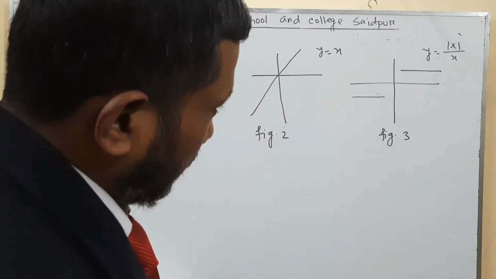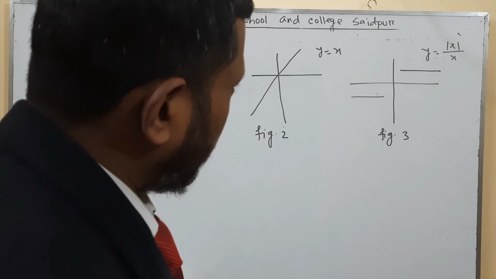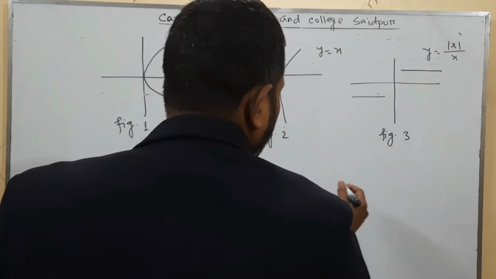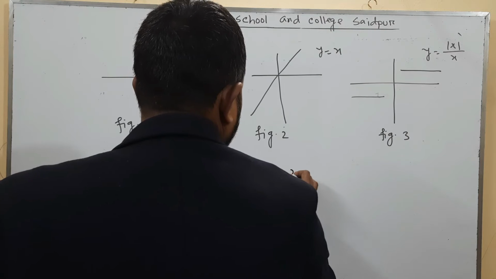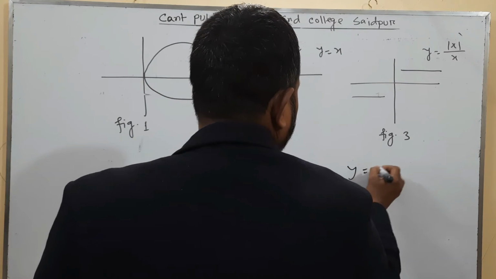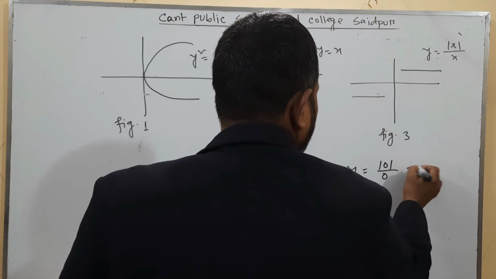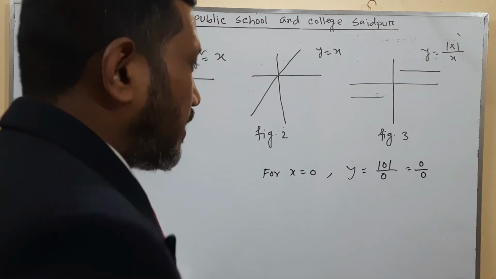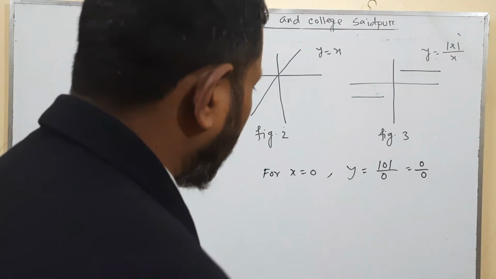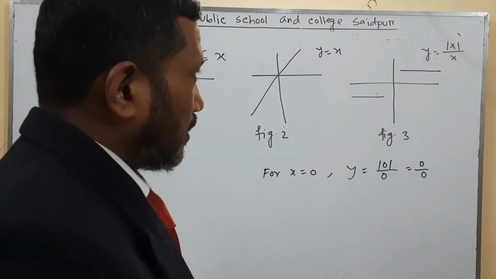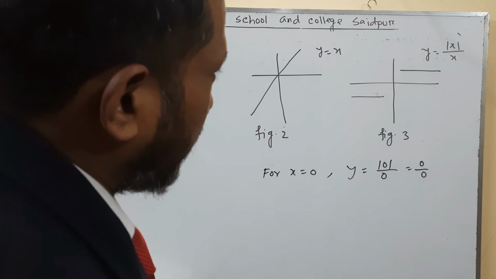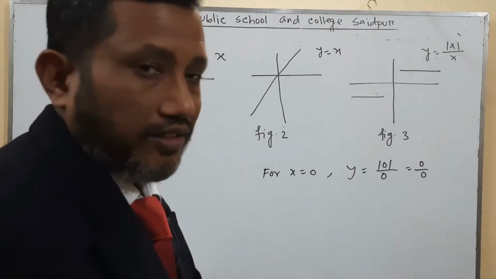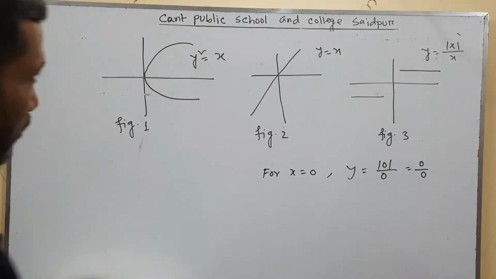Figure 3 is a discontinuous function, because we know for x is equal to 0, here y is modulus 0 by 0, and 0 divided by any quantity is undefined. Here for x is equal to 0, the function y is equal to modulus x by x is undefined. So this function is discontinuous. Here figures 1 and 2 are continuous functions.